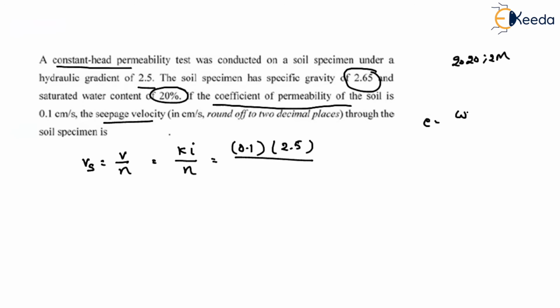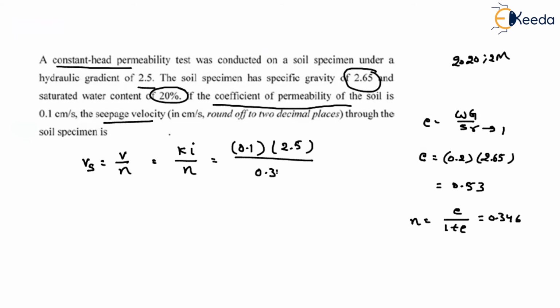We can say e equal to wG by Sr. If permeability is flowing, the soil is completely saturated, so I can take Sr equal to 1. Then what about my void ratio? w is 0.2, 20%, G value 2.65. If you solve this, you will get around 0.53. But what we need is the porosity. Porosity is nothing but e by 1 plus e. If you do that, you will get around 0.346.